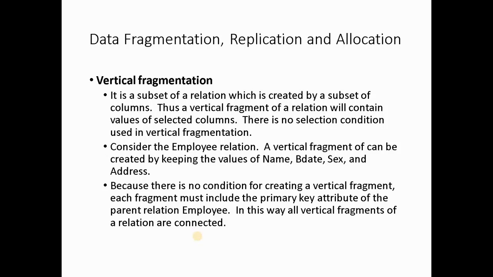Then you can also have vertical fragmentation. In that particular case, you are going to select a subset of the columns. That means a particular vertical fragment contains a selected set of columns. There is no selection condition, but you have to have the key attribute in each of these fragments, so that you can actually combine them together. For example, if you take the employee relation, vertical fragmentation would mean you keep name, birthday, sex, and address. Keeping only that part will be one vertical fragment. As I told you earlier, when you are fragmenting, you have to include the primary key, so that you can connect all these different vertical fragments.